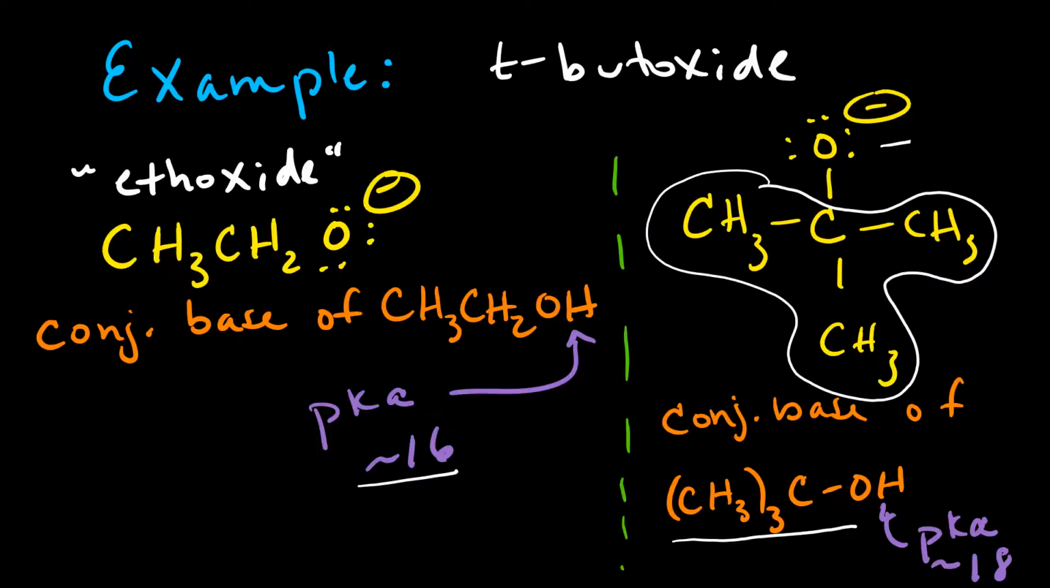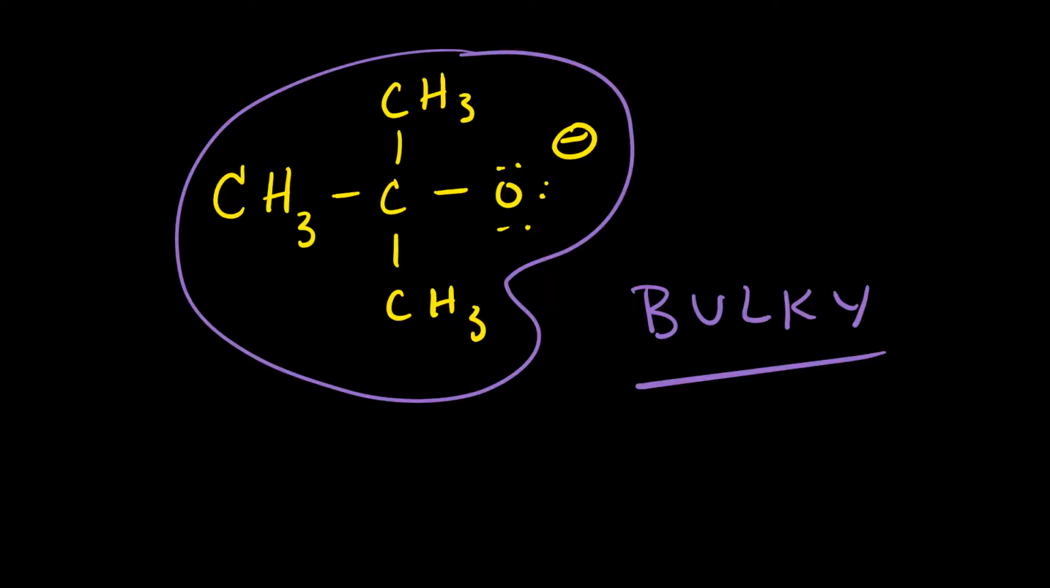So you would actually expect that the tert-butoxide would be a stronger base than ethoxide because it's coming from a weaker acid. And that is true: if you were to look at its pKb value, you would see that tert-butoxide is indeed a stronger base than ethoxide. But tert-butoxide is actually a weaker nucleophile than ethoxide. Simply put, the reason that tert-butoxide is not a good nucleophile is that it is bulky. It's too big.